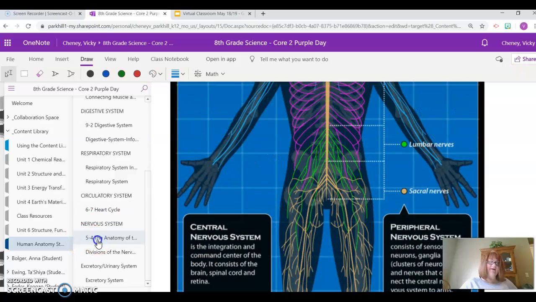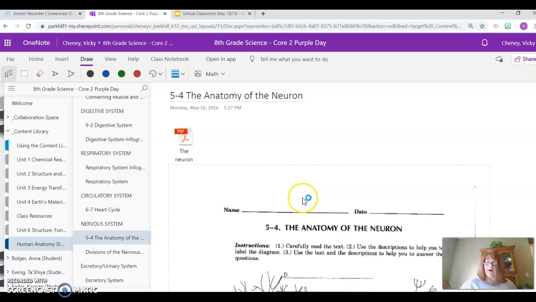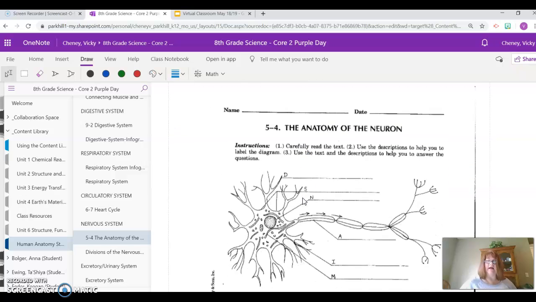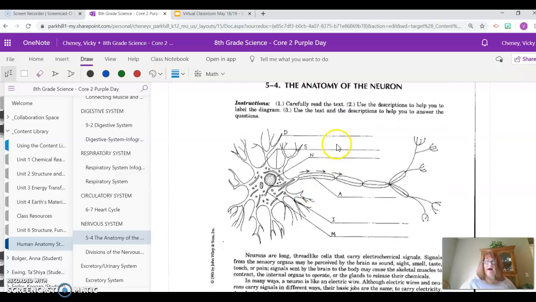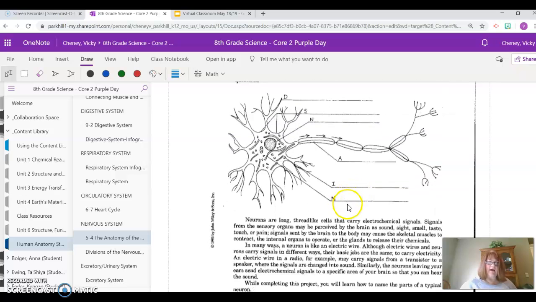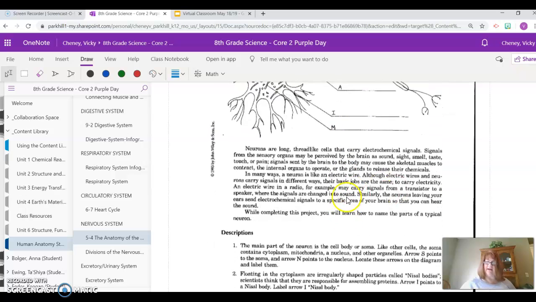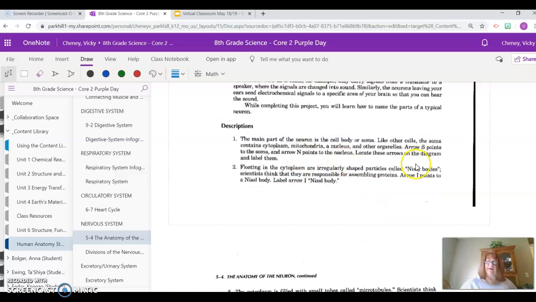So we have the anatomy of the neuron, and the neuron is going to be the cell of the nervous system. This is the last page of the identifying part on here that you're going to have to do like this for the neuron. So make sure that you read the information, read the descriptions, make sure that you label them. You will label S for soma, which is like the cell body, N for nucleus.